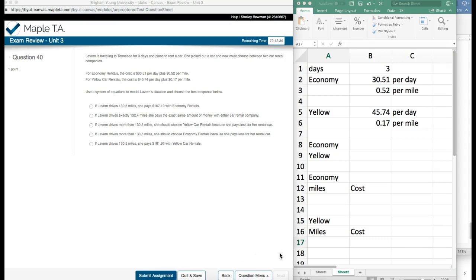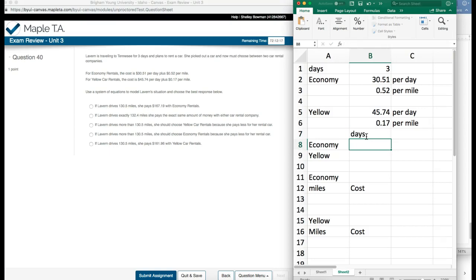Okay, so over here I gave us a little bit of the information I gleaned: economy was this per day, and she'll be traveling for 3 days. So the first thing I'm going to find is the total cost for all of the days. Because she's going to be there 3 days and we have the cost per day, we multiply the per-day cost by 3 for economy. For yellow, same thing, 45 and multiply that by the 3 days. This gives me how much money she will spend just for renting it for 3 days.